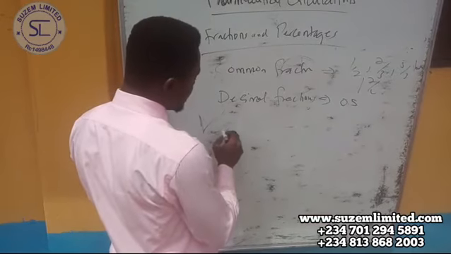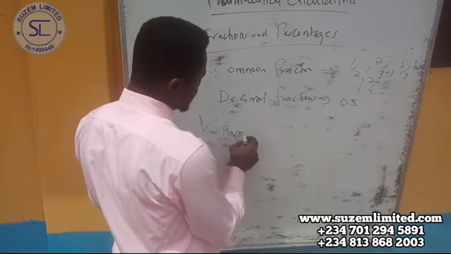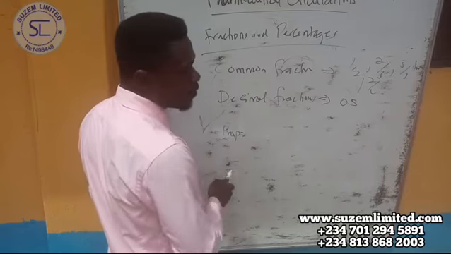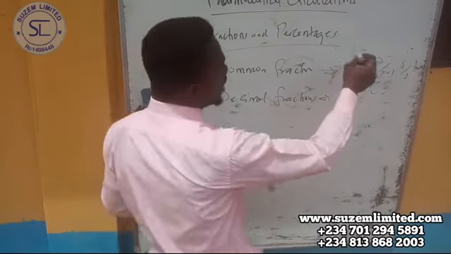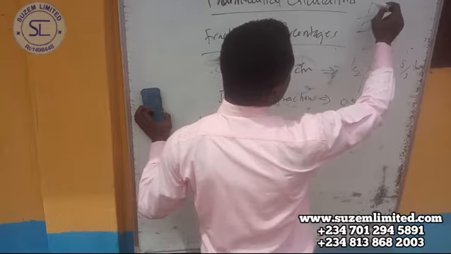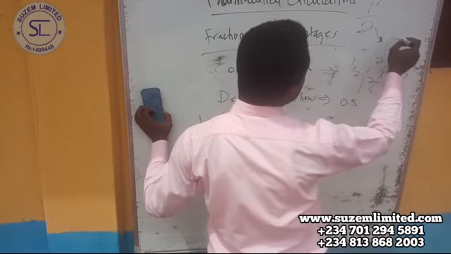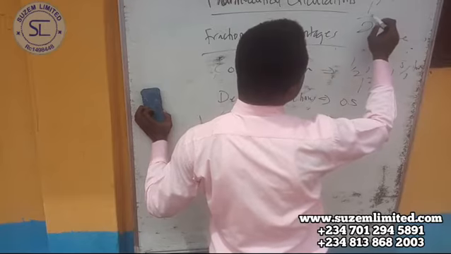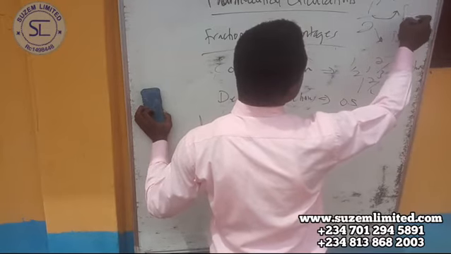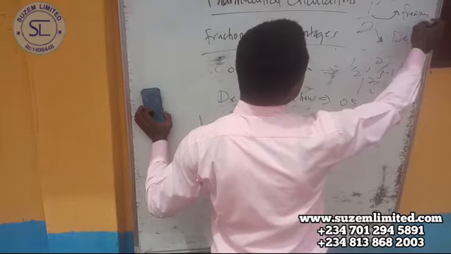We have your proper fraction. Of course, in a fraction, you should know that the one at the top is called the numerator, right? The one below is called the denominator. And this line is called the fractional line.